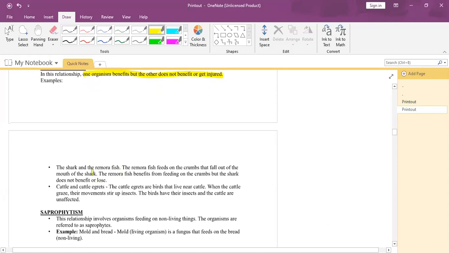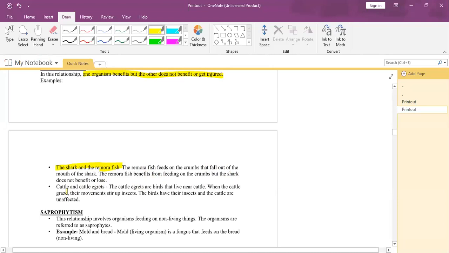An example would be the shark and a remora fish. Right, a fish called remora. If you watch National Geographic, sometimes you see some of these things. The remora fish feeds on crumbs that fall out of the mouth of the shark. The remora fish benefits from feeding on the crumbs, but the shark does not benefit or lose anything, right? As the shark is feeding, the food particles fall out of the mouth. They are waste product for the shark. The shark doesn't need that. But the remora, those small fish, they're swimming alongside the shark. They're feeding on the crumbs that fall out of the mouth. They are benefiting from the leftovers, but the shark doesn't gain anything or lose anything.